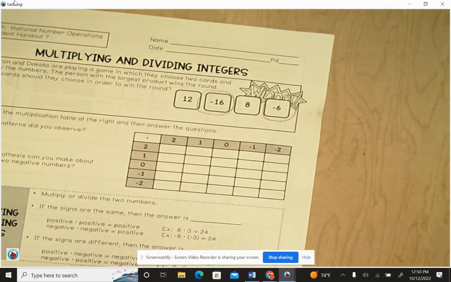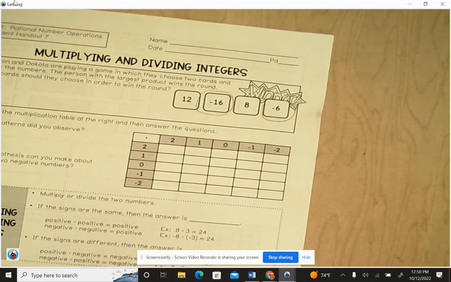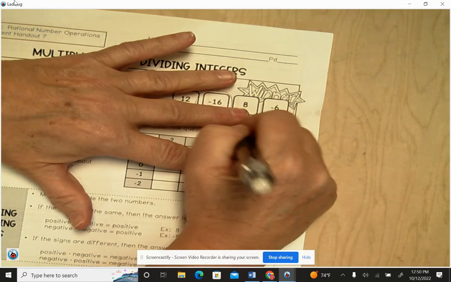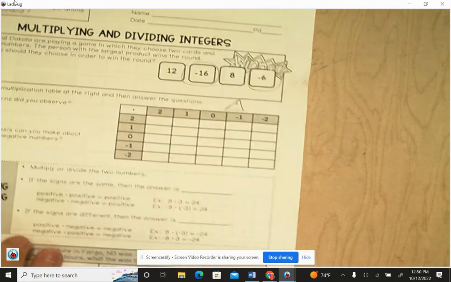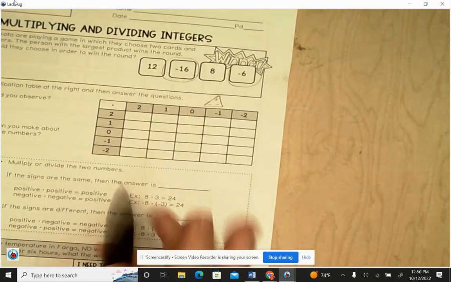All right, the next one: complete the multiplication table at the right and then answer the questions. And remember, we can use the triangle to do multiplying and dividing integers. So I'm going to complete this table real quickly.